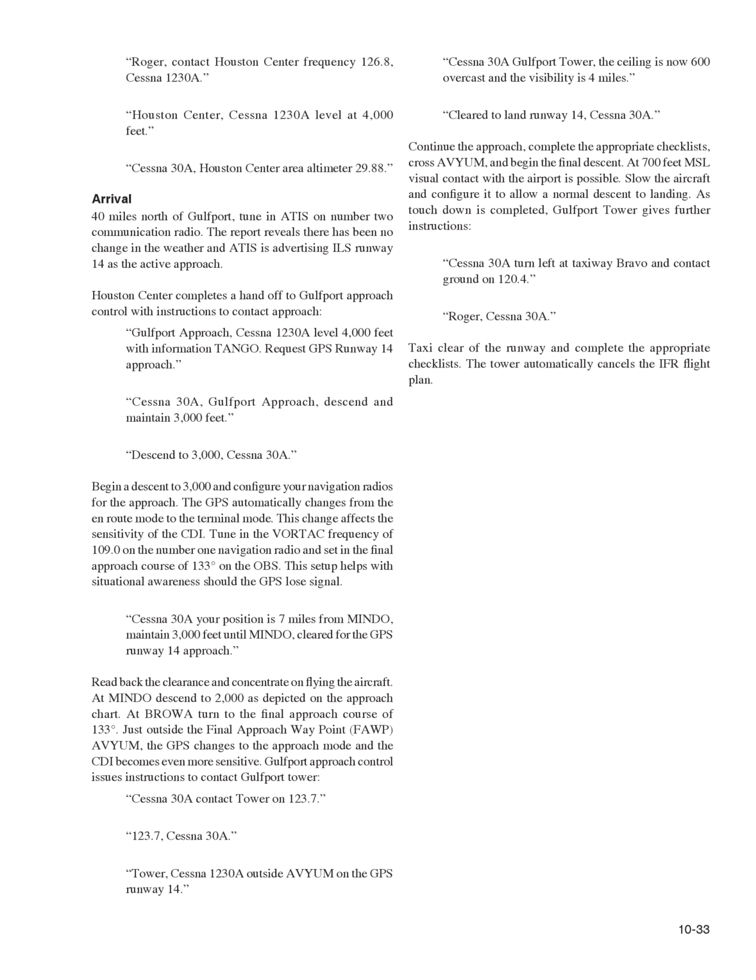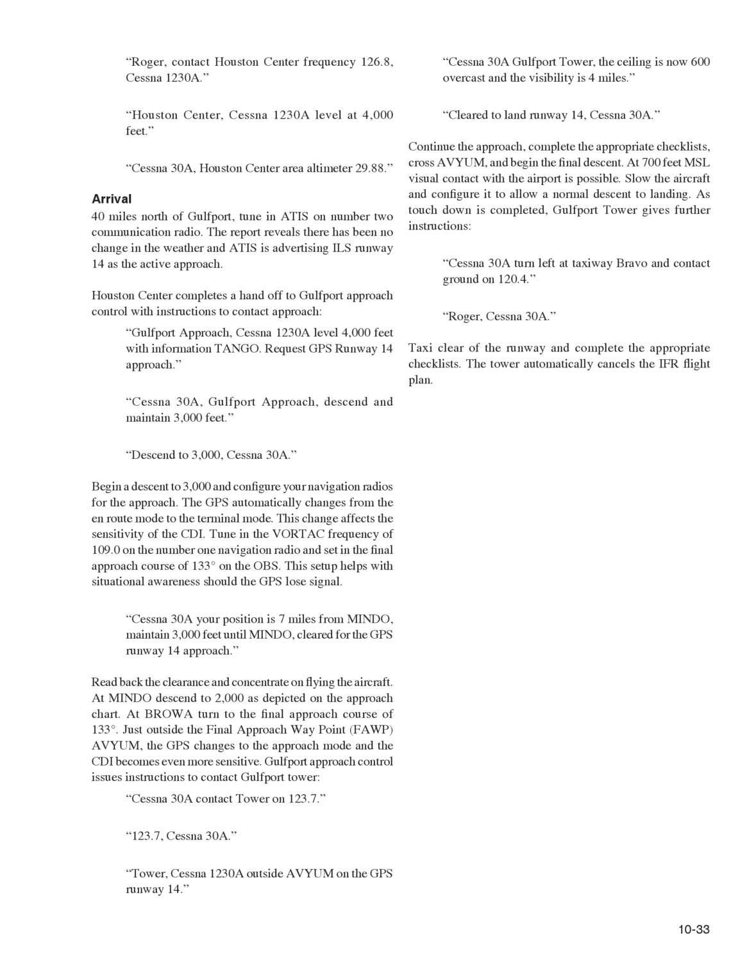Read back the clearance and concentrate on flying the aircraft. At MINDO, descend to 2,000 as depicted on the approach chart. At BROW, turn to the final approach course of 133 degrees. Just outside the final approach waypoint, FAWP of EM, the GPS changes to the approach mode and the CDI becomes even more sensitive. Gulfport approach control issues instructions to contact Gulfport Tower. Cessna 30A, contact tower on 123.7.